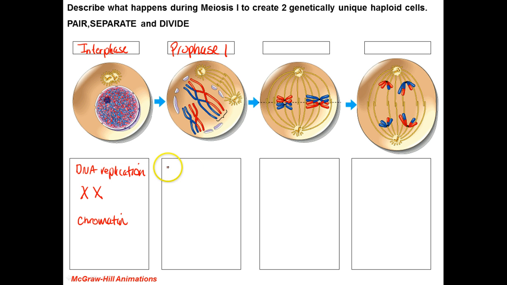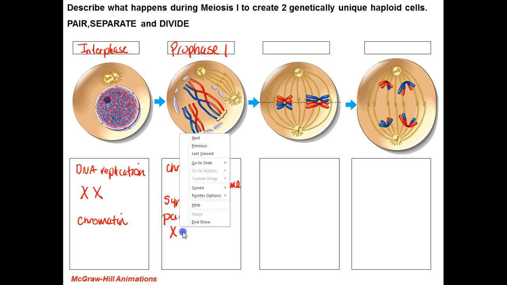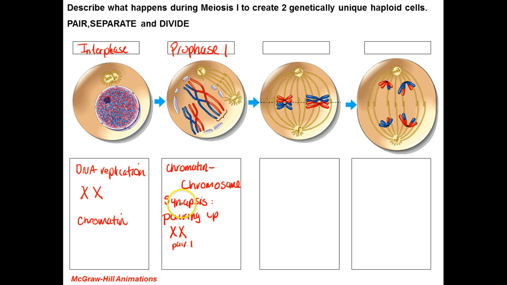In prophase 1, our chromatin is becoming chromosome, getting more condensed, right? And another big thing is something called synapsis, and synapsis means pairing up. So here the paternal chromosome is going to find its pair and pair up. So say this is chromosome pair 1. Okay, so what is pairing up? Homologous chromosomes are pairing up. So we call this a homologous pair.